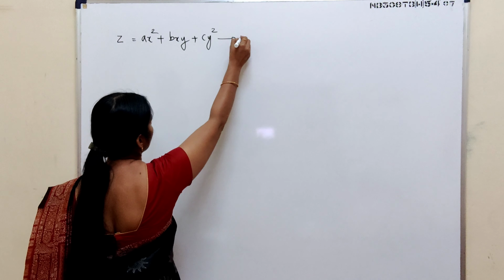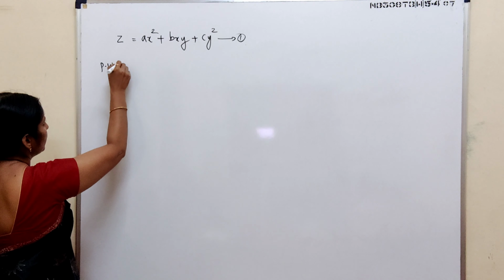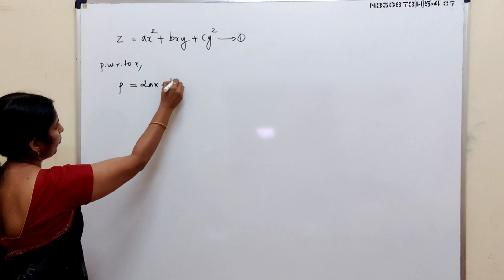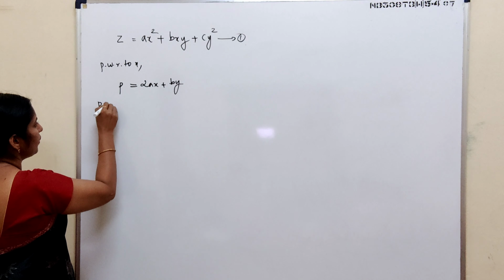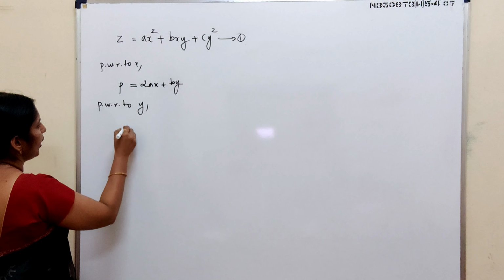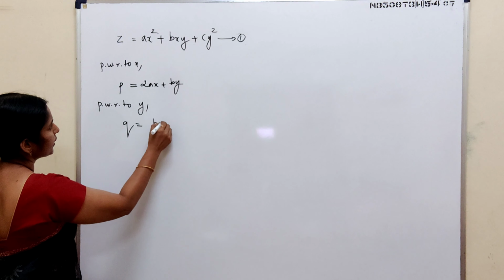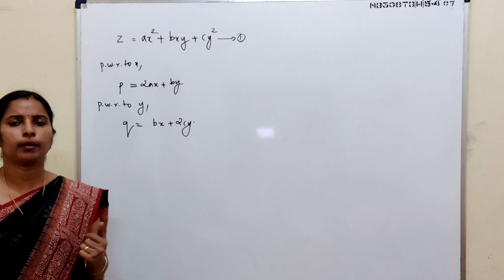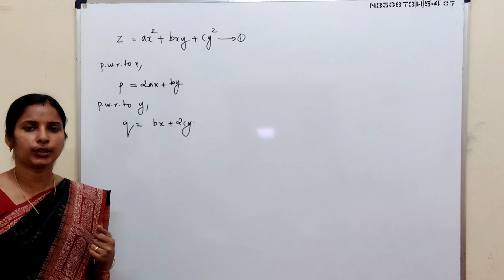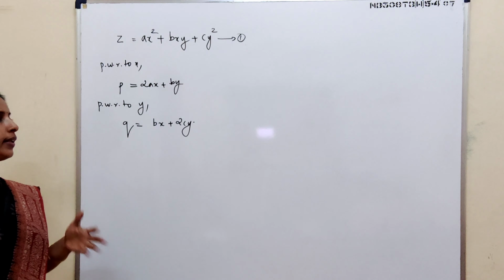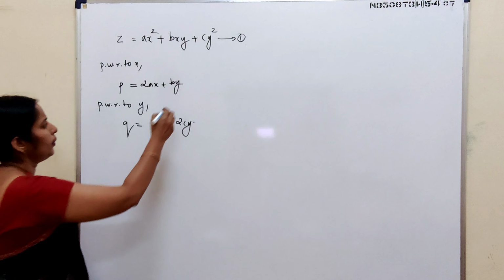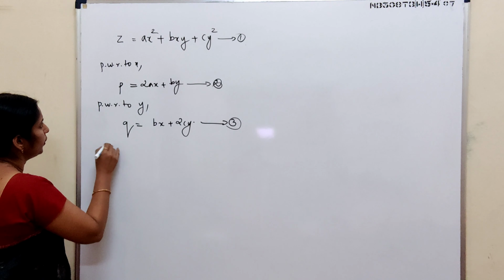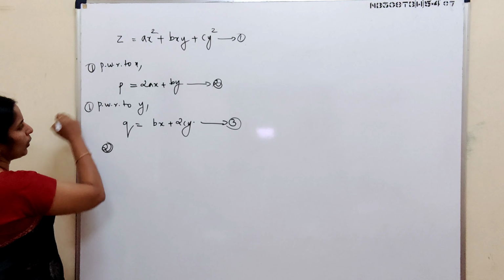Differentiate 1 partially with respect to x. The left side is p, and p is equal to 2ax plus by. Next, differentiate partially with respect to y. We have q is equal to bx plus 2cy. See, here there are 3 arbitrary constants, so we need at least 3 partial derivatives. Usually, we need at least 3 partial derivatives. So again, you differentiate 1 partially with respect to x.